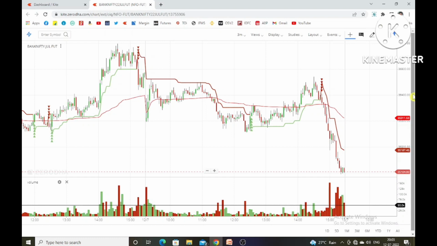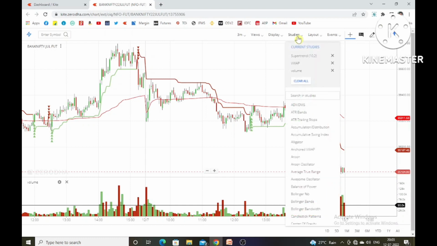We need three indicators to use the Super 10 retracement strategy. The three indicators are the Super 10 indicator, the VWAP indicator and the volume indicator. The setting of the Super 10 indicator is 10-2 and the setting of the VWAP indicator is default, and we need the volume indicator for confirmation of big boys' entry.